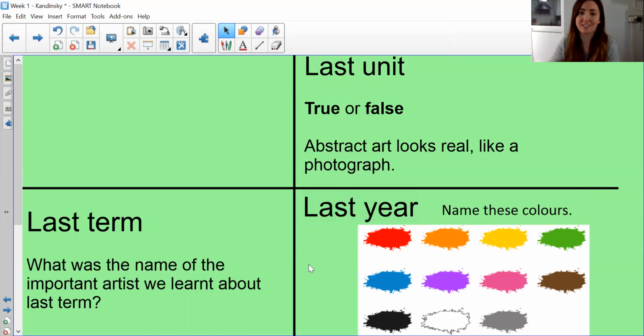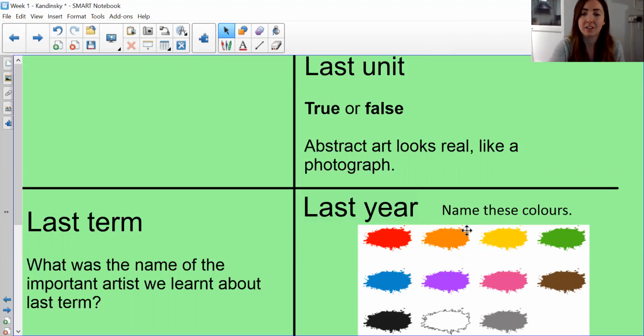Okay, so let's go through the answers to those questions. True or false, abstract art looks real, like a photograph. That is false. Well done if you said false. And we're going to be talking a little more about abstract art today as well. And for last term's question, what was the name of the important artist we learned about last term? Hopefully you all remembered, it was Pablo Picasso.